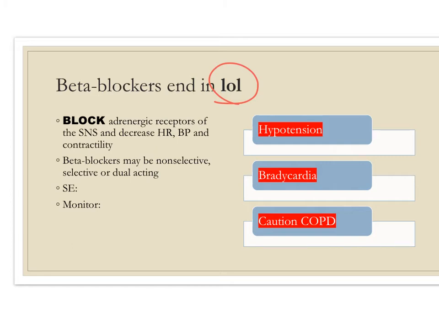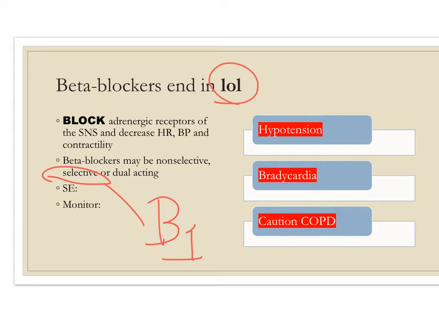If a beta blocker is considered non-selective, it targets both beta 1 and beta 2. But if a beta blocker is considered selective, then it's just going to target beta 1 receptor sites. And by targeting beta 1 receptor sites, you don't get that potential issue with bronchial constriction. Okay? So, what do we need to look for when we are administering beta blockers?